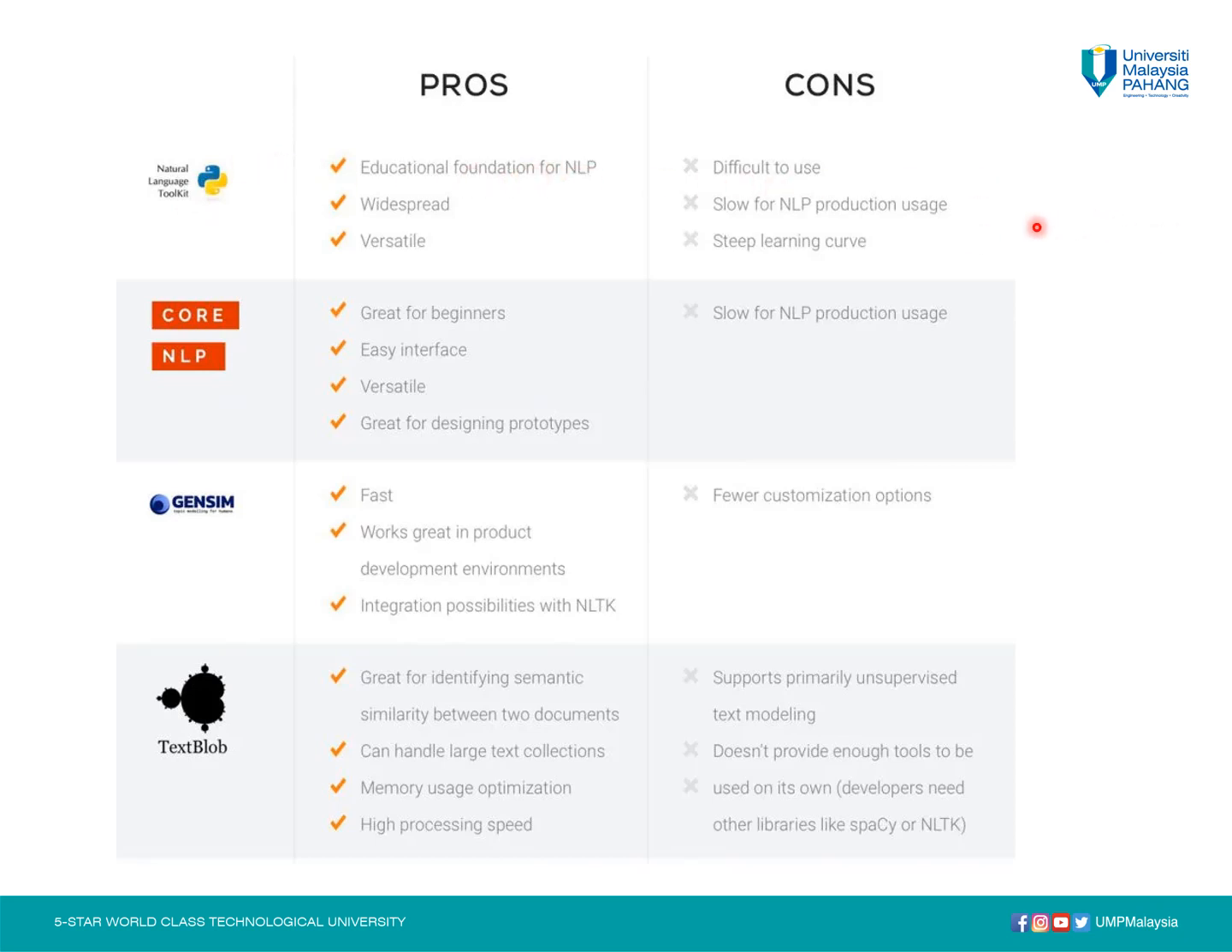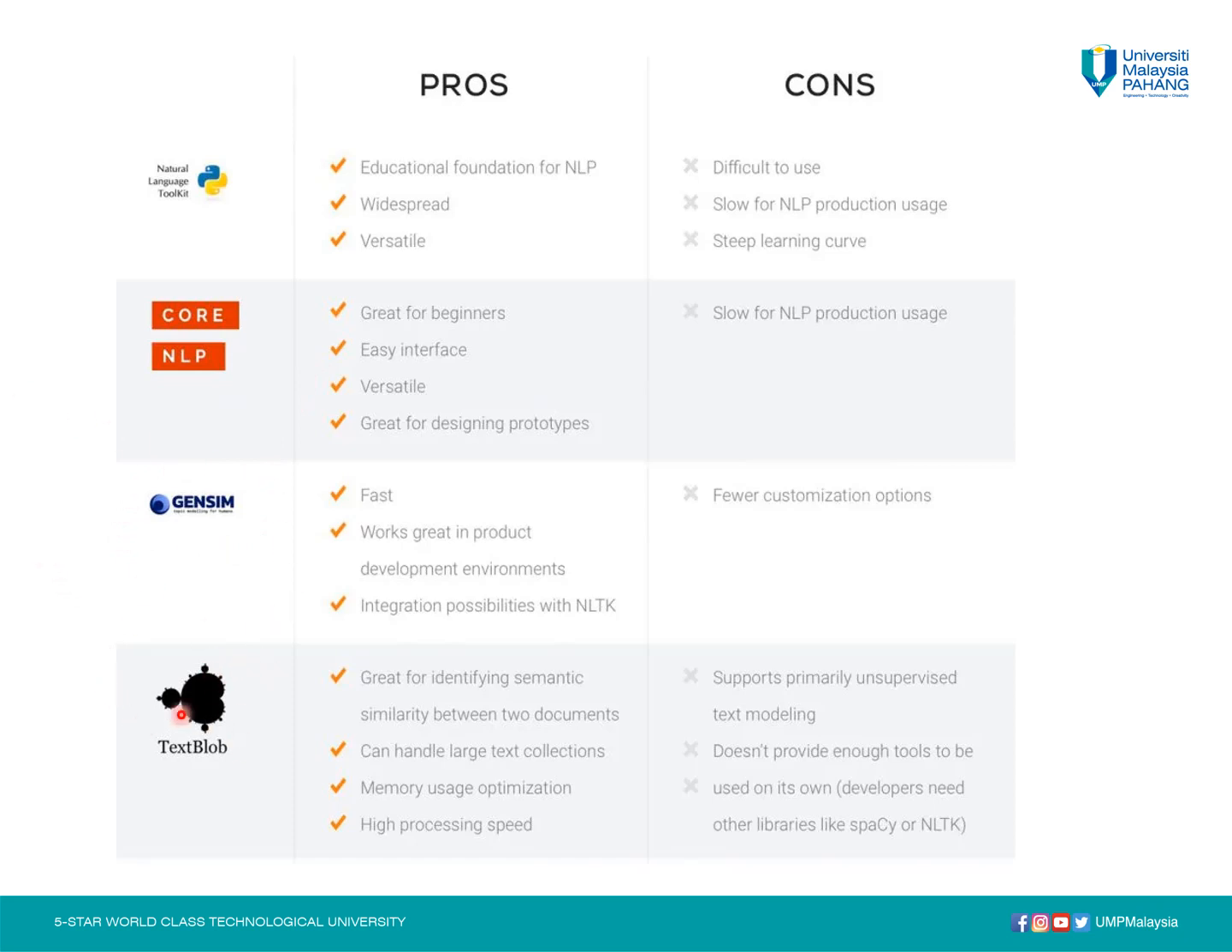It's also slow for NLP production usage and has a steep learning curve. For CoreNLP, it's great for beginners, with an easy interface, versatile, and great for designing, but it's also slow. I've never used it, but you can maybe try to explore it. And then Gensim. It's fast and works great in product development environments, with integration possibilities, and favors customization options. I never used it, but you can try to explore it.